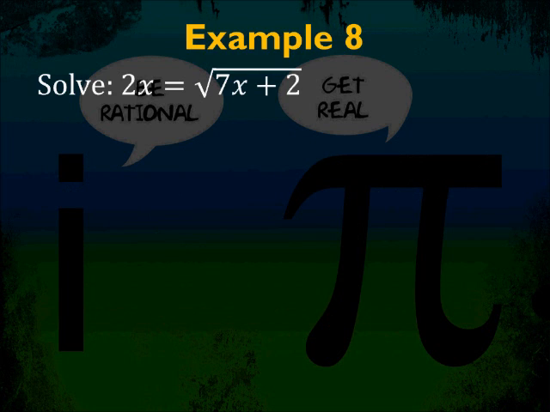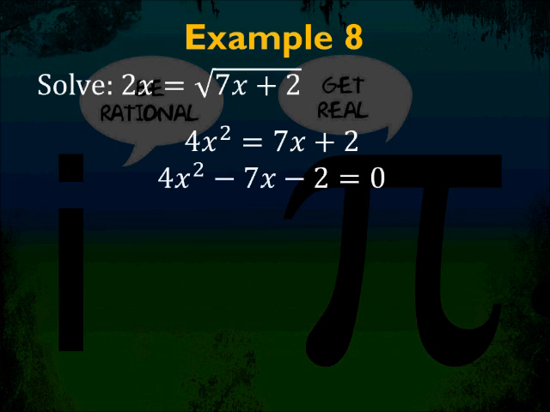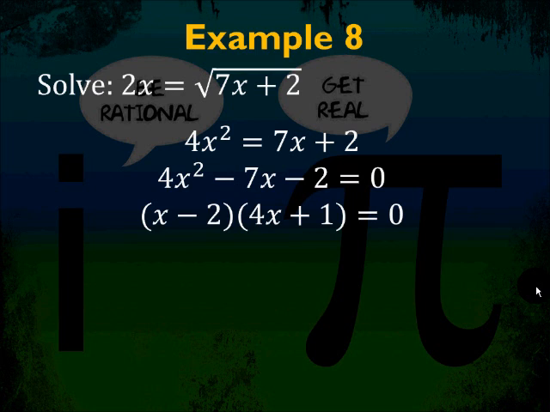Number 8, 2x equals radical 7x plus 2. Go ahead and try to solve this one. Remember, follow the 3 steps, check your answers, and we'll see you when we're done. Alright, so you'll square both sides, and you will move everything over to one side, and then you will factor to get x minus 2 times 4x plus 1 equals 0. So your possible x's are either 2 or negative 1/4.